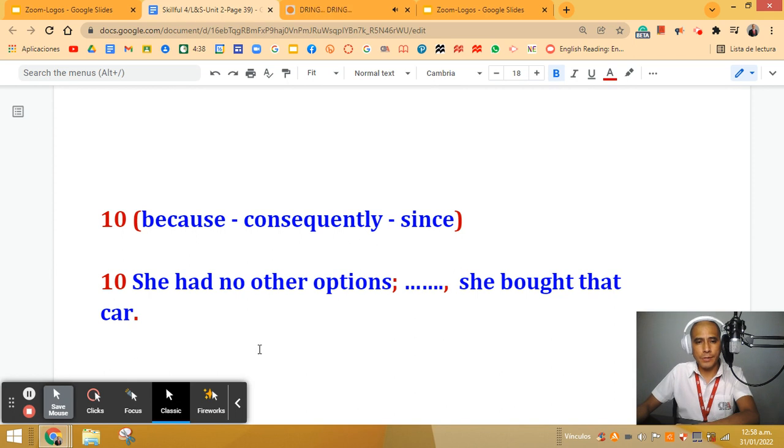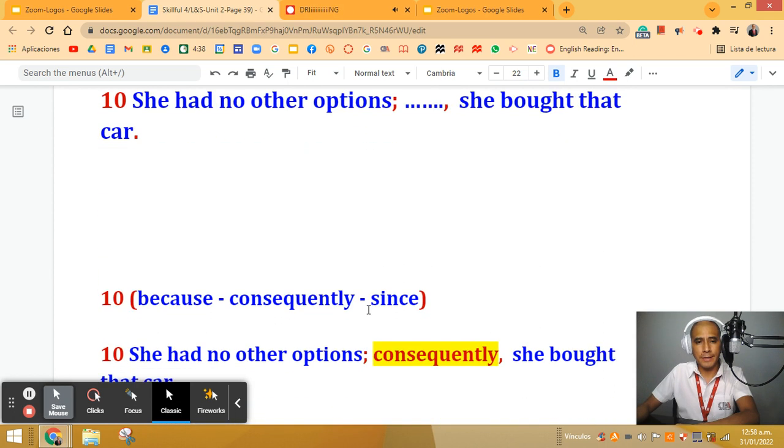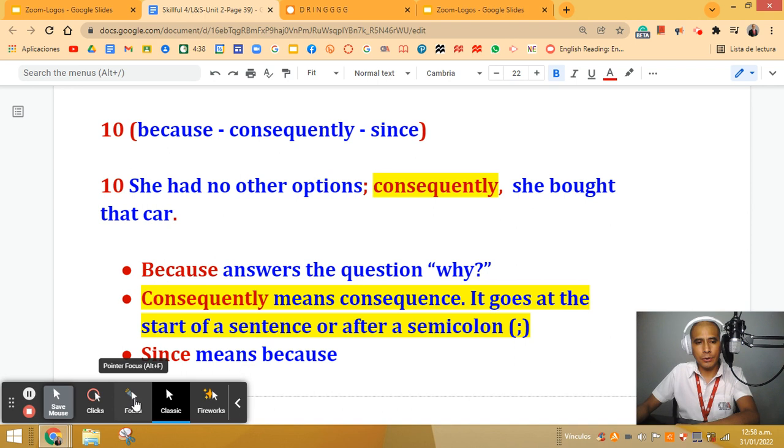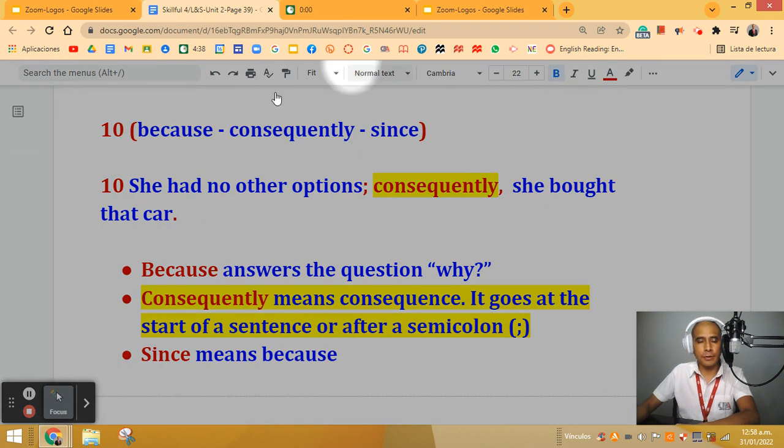All right, time is up. Now we are going to analyze number 10. So here we have this exercise. First option is because, the second one is consequently, and the last one since. The sentence says, she had no other options; consequently, she bought that car. All right. What about the first option? Because answers the question why. In this case, if we read very carefully, number 10 does not apply to the context.